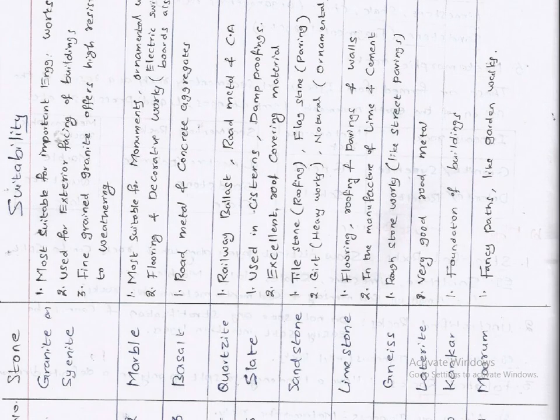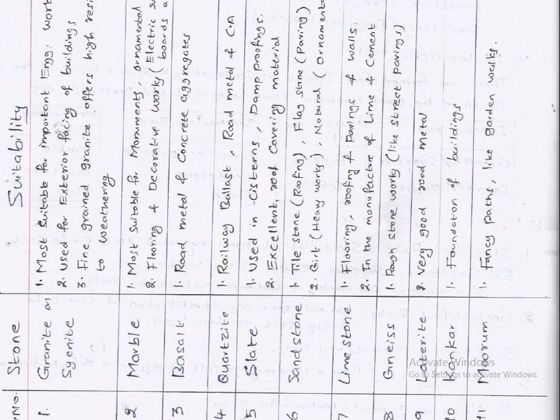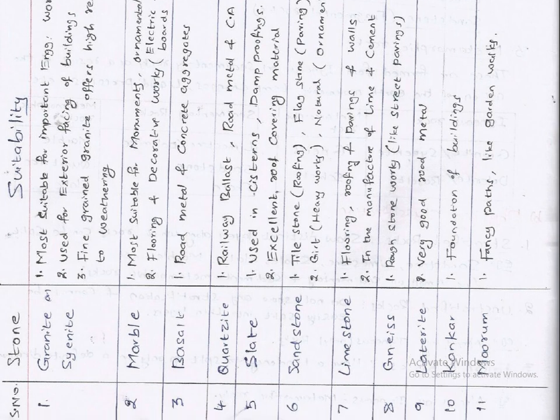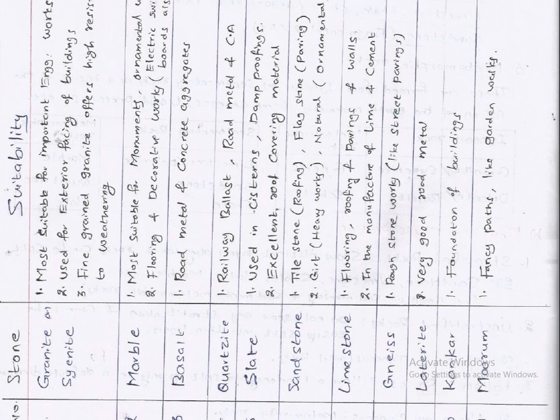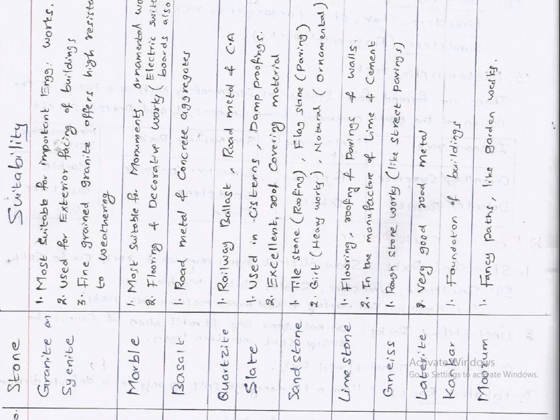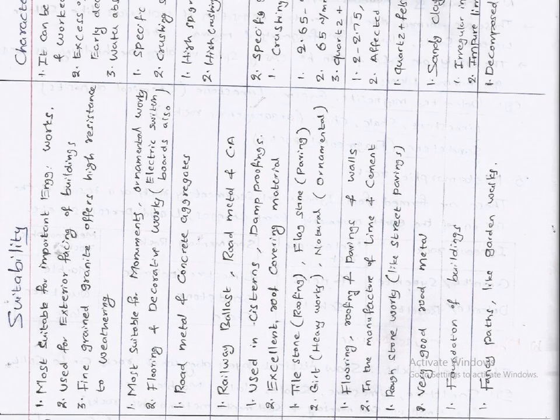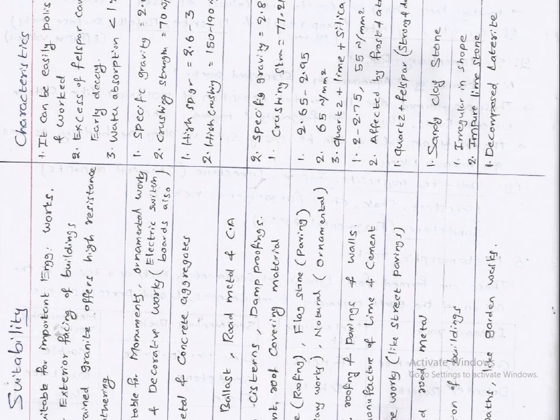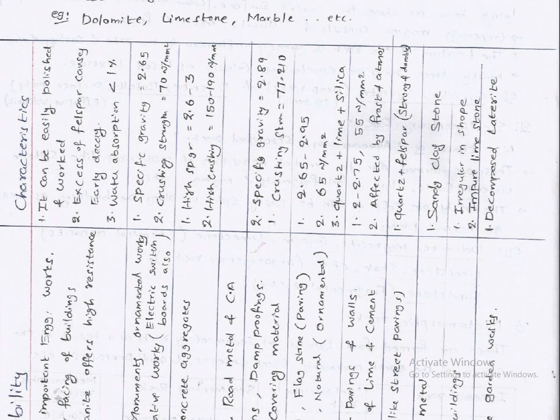Now comes limestone, used for flooring, roofing and paving of walls. It is also used in the manufacture of lime concrete. Specific gravity 2 to 2.75, crushing strength 55 Newton per mm square. It is affected by frost and atmosphere.